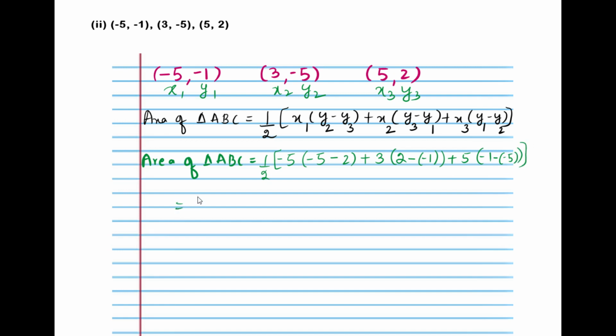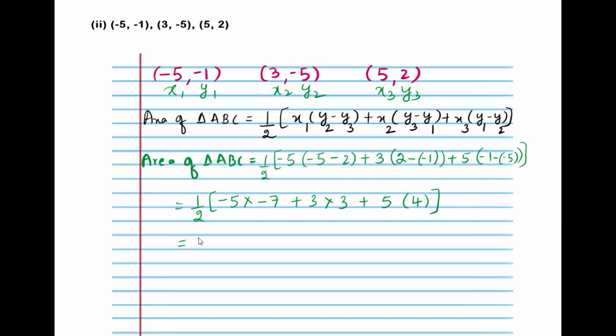Now we get area of triangle ABC equals half into, when negative coordinates are there, just be careful, that is minus 5 into minus 5 minus 2 is minus 7. You are adding two negative numbers, plus 3 times minus into minus plus 2 plus 1 is 3. The same way, plus 5 into minus plus, therefore minus 1 plus 5 is 4.